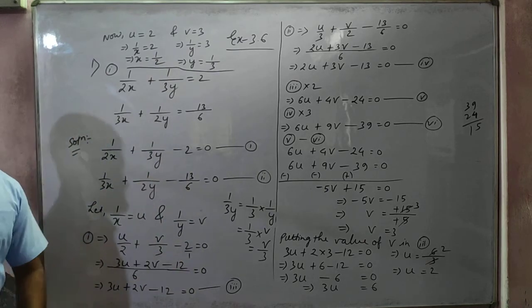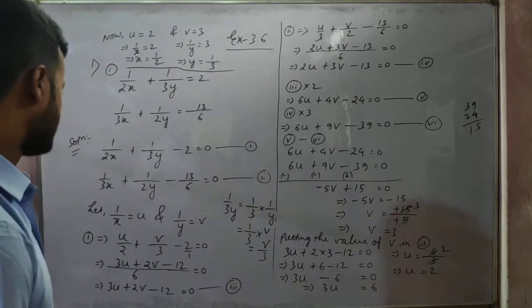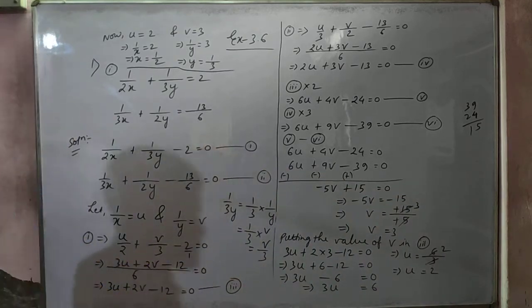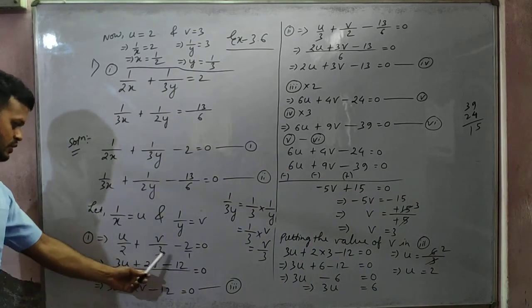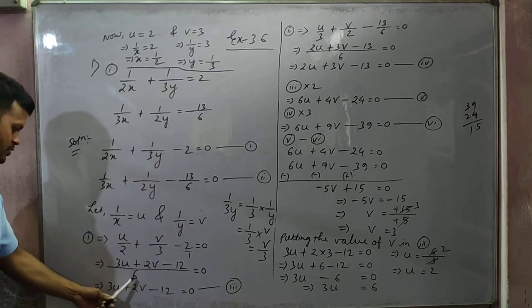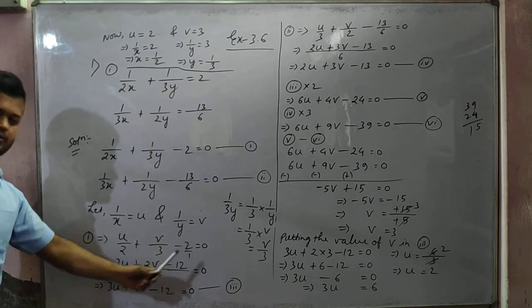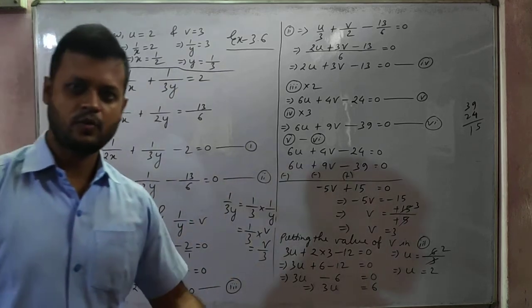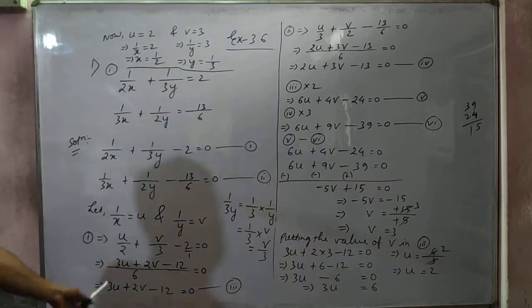2, 3 and 1 LCM, students. What is the LCM of 2, 3 and 1? 2, 3 and 1 LCM will be what? 6. The LCM of 2 and 3 is how much? 6. So now, and below this 2, 1 is there, isn't it? 2, 3 and 1 LCM I am taking. So LCM will be 6.